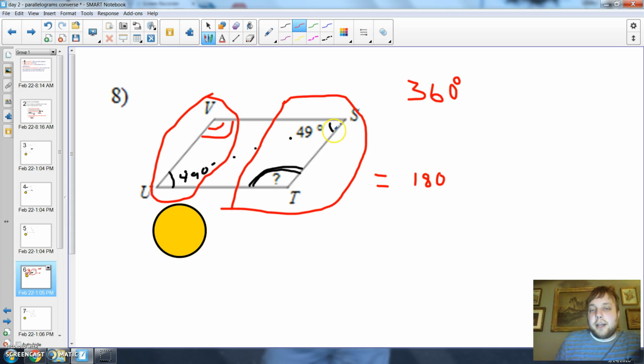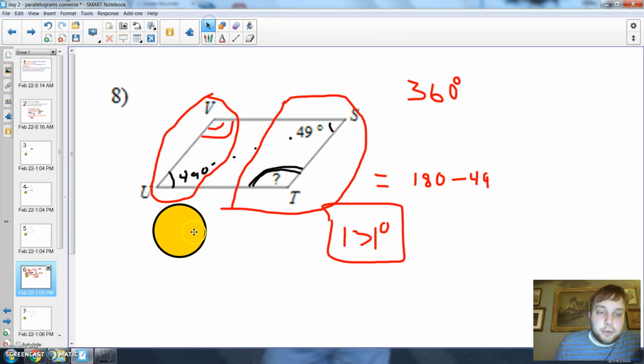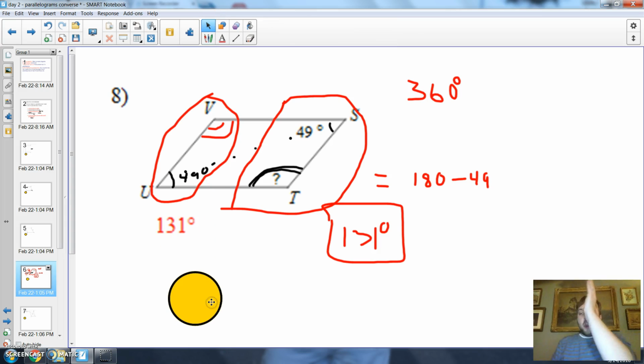So I know if this is 49 degrees, what does this have to be to complete my 180? I think it's actually 131 degrees. Do 180 minus 49. What's going to be left? 131, I believe. Can we check it? Let's check it. I'm going to move this yellow dot. Yeah.